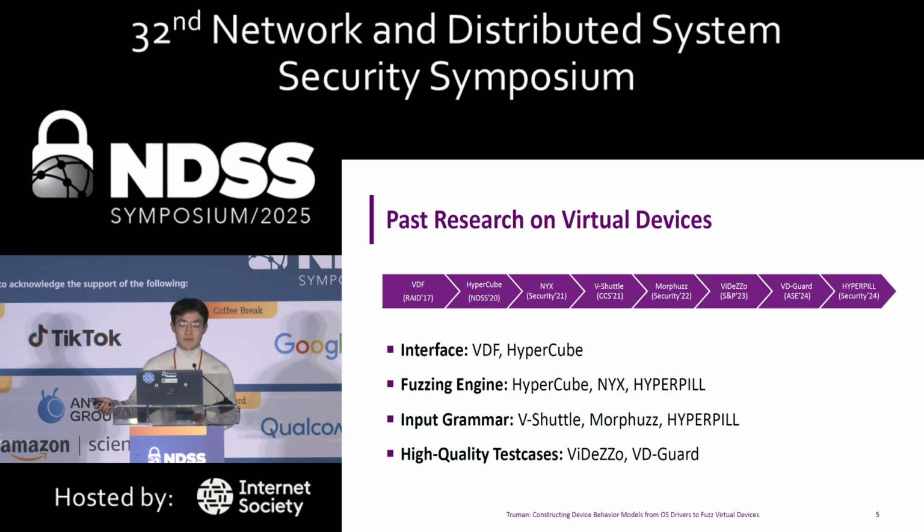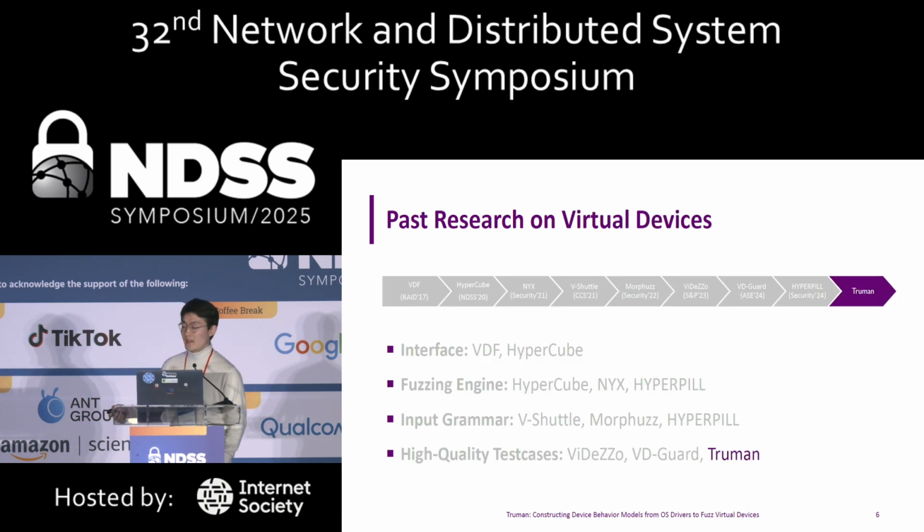Semantic-focused tools, including VDAZZLE, infer device behavior from the source code of virtual devices, but they struggle with generalization across different virtual devices. These gaps highlight the need for a tool like Truman, which combines automation, dependency extraction, and systematic fuzzing to address these challenges.